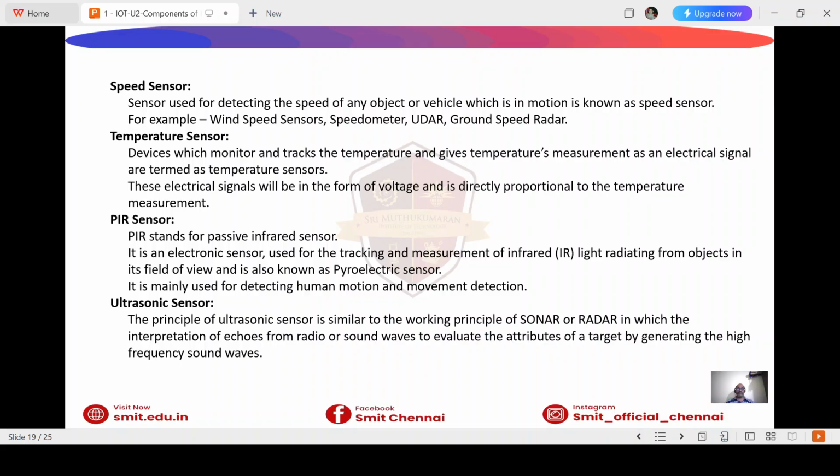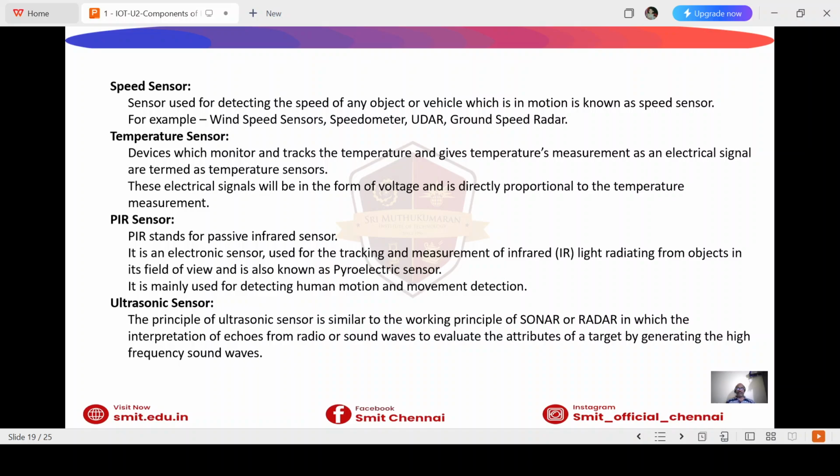Temperature sensor is nothing but, depending upon the level of temperature, the voltage will be directly proportional to this. And PIR is nothing but passive infrared sensors. It is mainly used for tracking as well as measurement of infrared radiating from an object. It is mainly used to detect either human motion or animal motion.